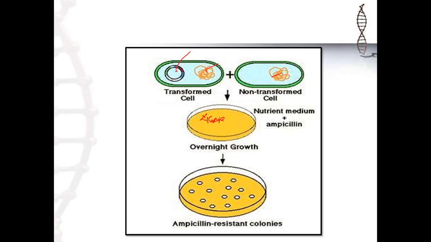And because this one is resistant to ampicillin, it survives. But this one, the non-transformed cells, do not survive because they are not resistant to ampicillin. So now, what survived are the ampicillin-resistant colonies. This is what was mentioned earlier, that we can separate the transformed from the non-transformed organism.